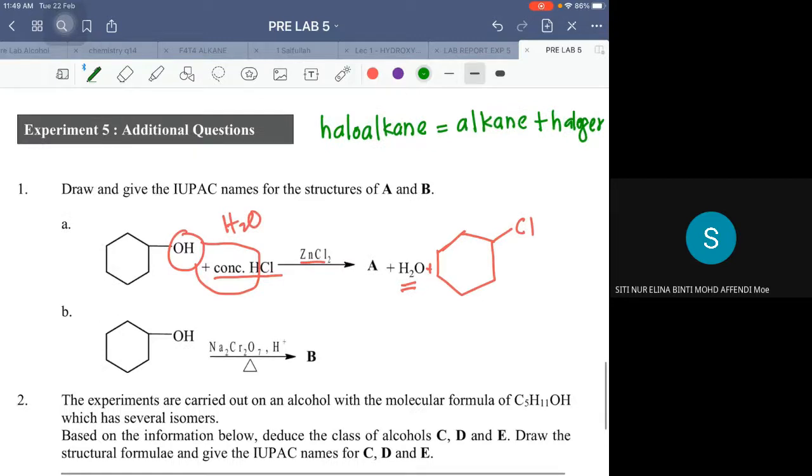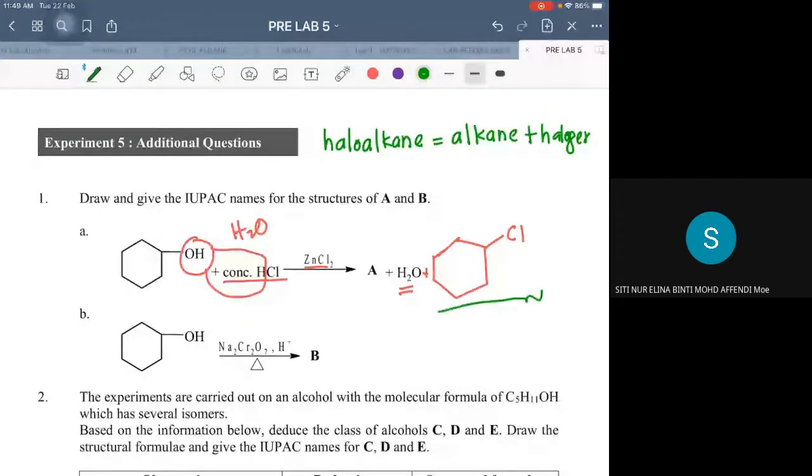Okay, so ini kita panggil dia apa? Cyclohexane. So parent dia nama cyclohexane, 6 carbon tapi dalam bentuk cyclo. Tapi dia ada substituent iaitu chloro. So chloro cyclohexane, word dengan word gabung. So the IUPAC name of A is chlorocyclohexane.